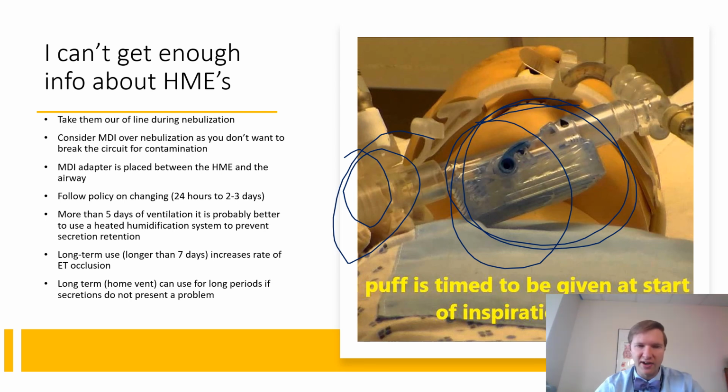When we're looking at long-term use, anything longer than 7 days usually will increase the rate of endotracheal tube occlusion. It's because the secretions can get dry and sticky and thick, and when they come up into the airway, it's a high issue with the potential for airway obstruction. So that's why we try to use it for just short-term situations in the critical care context. Long-term home vent patients can use it for long periods if the secretions are not a problem. Most of the time, they're not dealing with significant illness that causes a lot of secretions, so they may not have the same issue the acute care situation has.